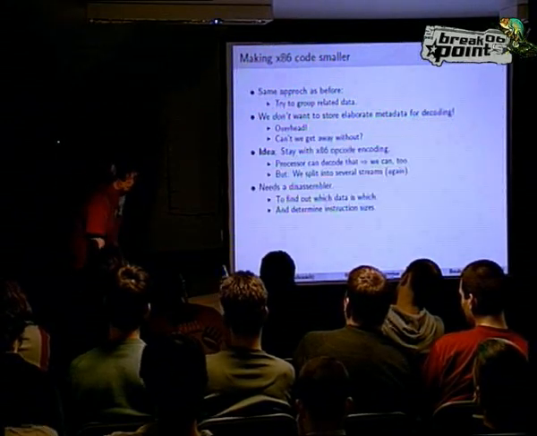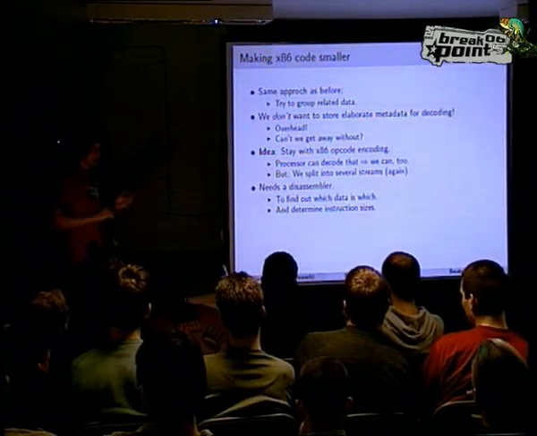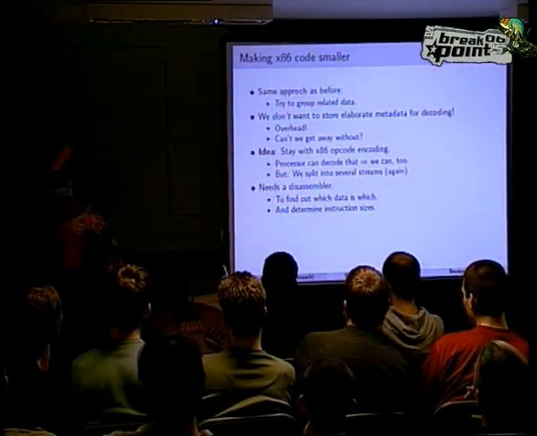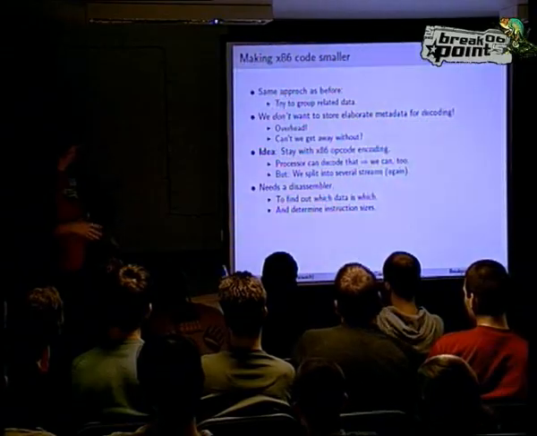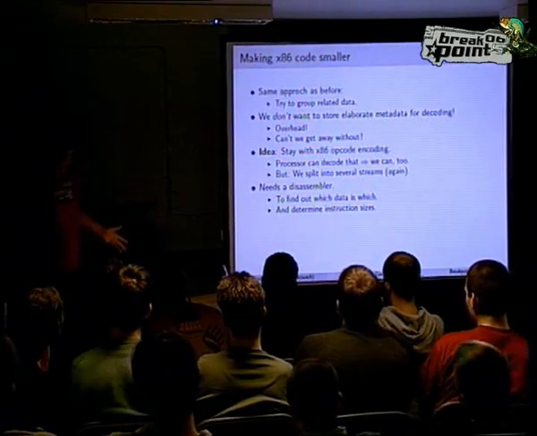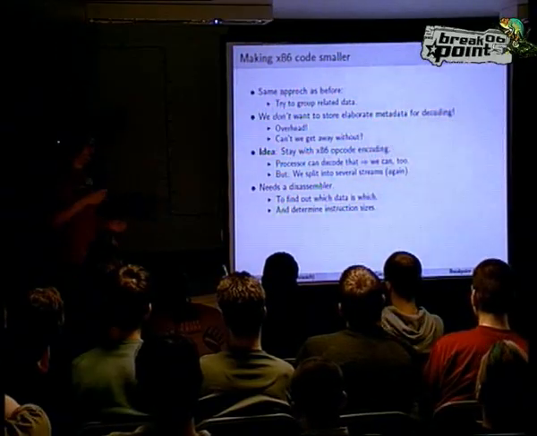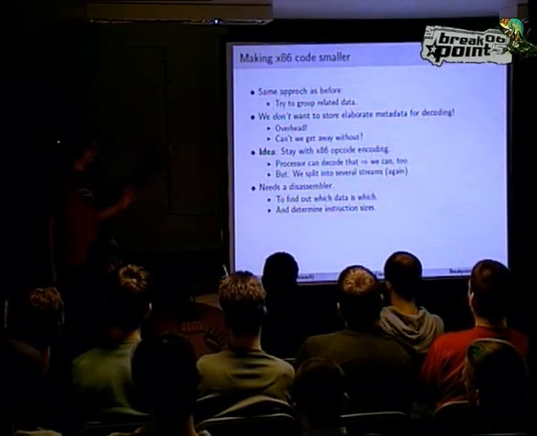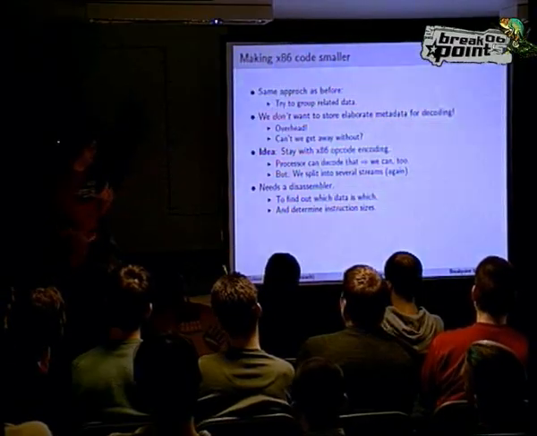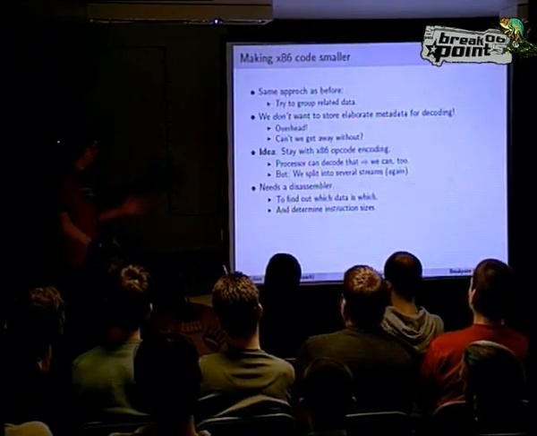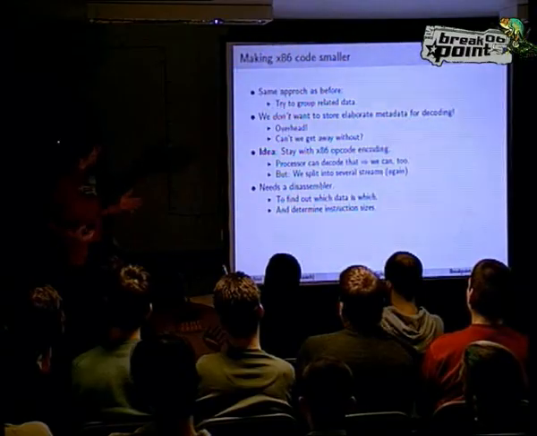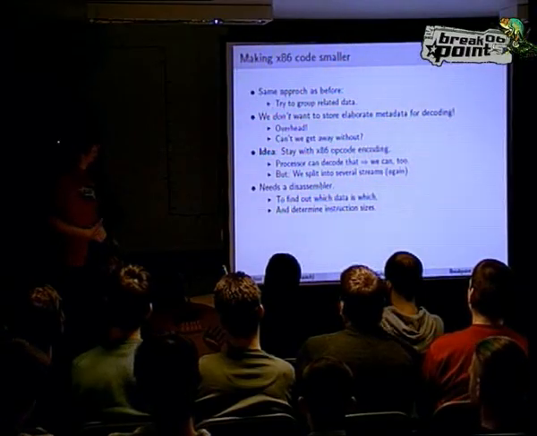Well, I wouldn't be mentioning this if you couldn't, but you try to stay with the basic opcode encoding, because the processor can decode it, so we can too, and it also means that we don't have to do any additional processing after the reordering stage. We don't have to translate that back into executable code again. After we've undone the reordering, you can just jump into it and execute it.